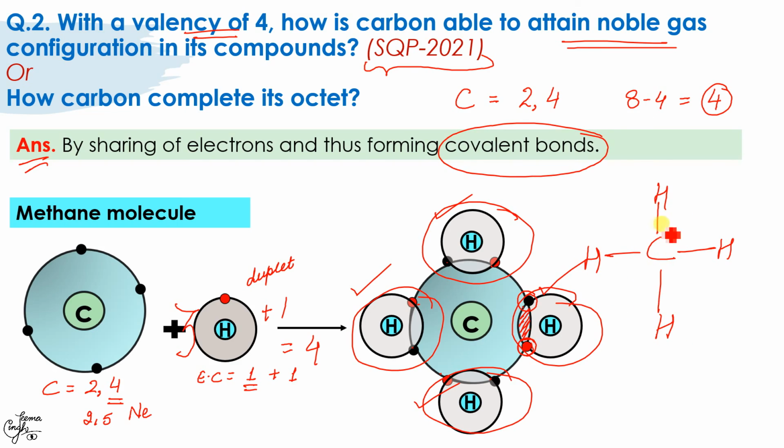So there could be a question: how many covalent bonds are there in methane? First you will be able to draw the structure, which I'm going to show in the next video, and then count 1 covalent bond, 2, 3 and 4. So methane has 4 single covalent bonds. So for formation of covalent bonds, these are the 2 questions that may be asked.